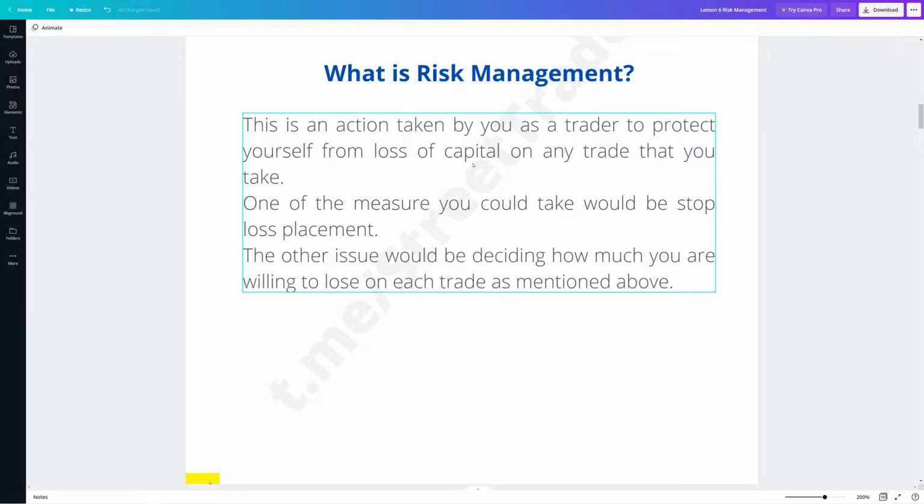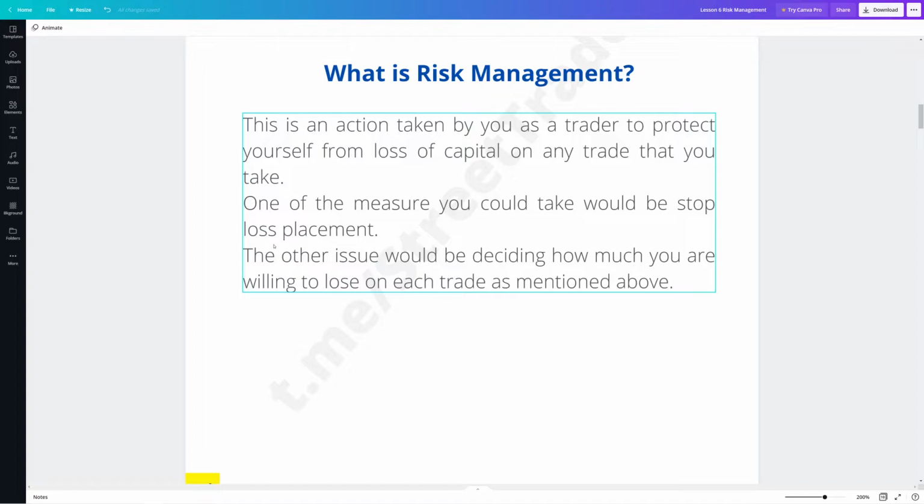You're managing risk so that when you get another trading opportunity, you can be able to capitalize on it and hopefully make back all the losses that you had on that account and hopefully have a fair amount of profit or even more. So yeah, that's basically what risk management is. So one of the measures you could take would be stop loss placement. This we will touch on, I think it's on the next lesson.